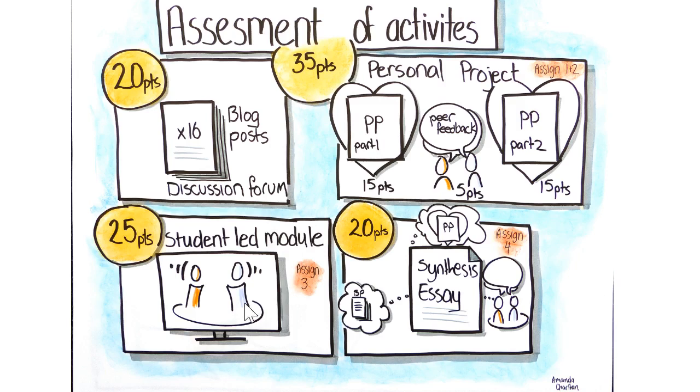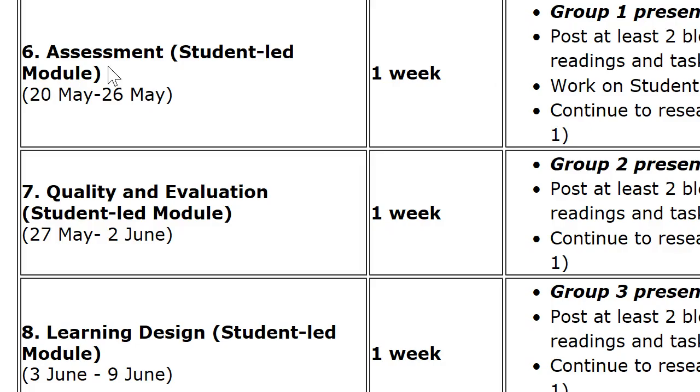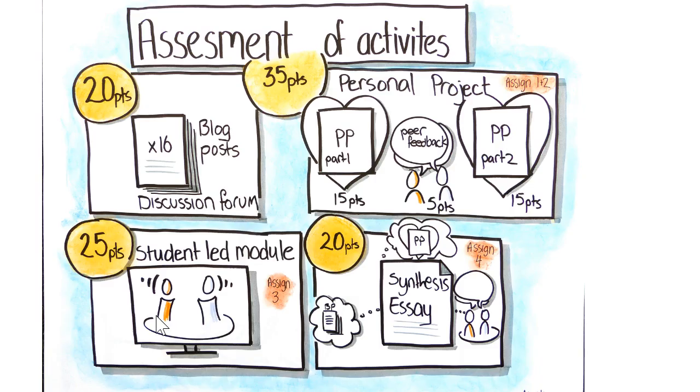Assignment number 3 is our student-led module, where we moderate and deliver on one of 3 pre-assigned topics. And we can see these topics are assessment, quality and evaluation, and learning design. And we work on this with our peer in a group of 2 or 3, present that to our colleagues, and that is worth 25 points. This is completely different from the individual project.